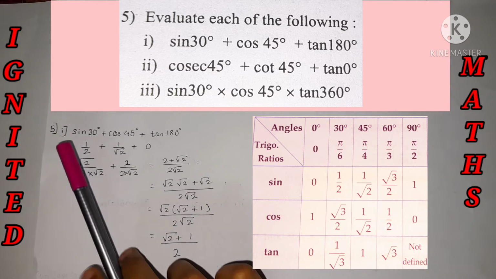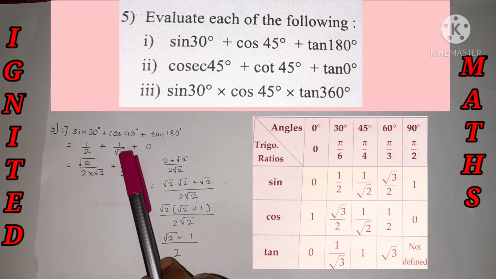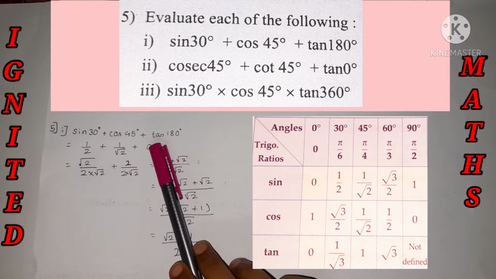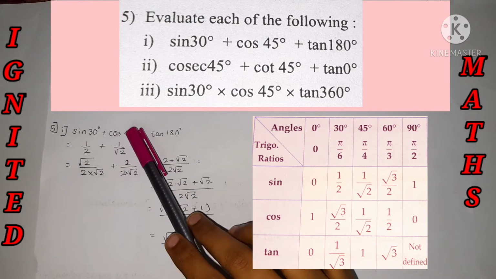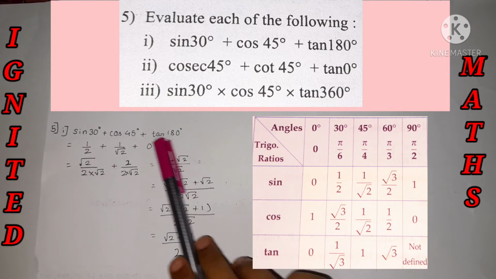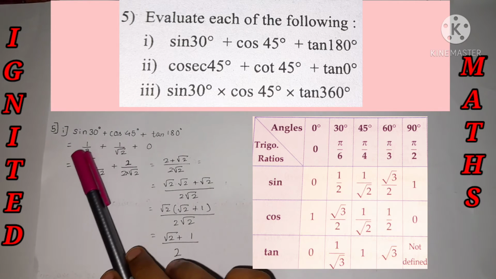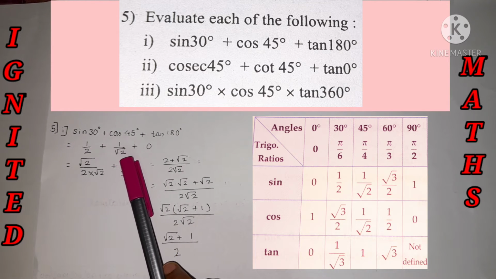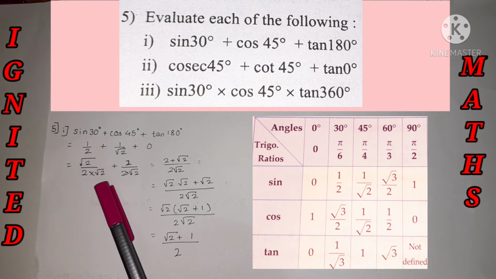Sine 30 degree is equal to 1 by 2, cos 45 degree is equal to 1 by root 2, and tan 180 degree is equal to 0. That's the trigonometric functions and their values that we have mentioned here. Now the 0 part has vanished. Over here, 1 by root 2 plus 1 by root 2. Here we need to rationalize the denominator to do the further calculation.